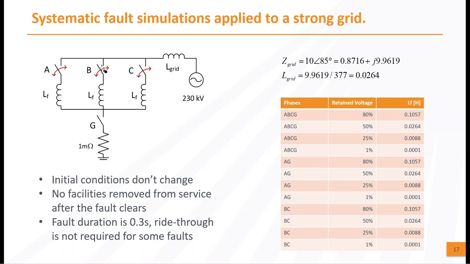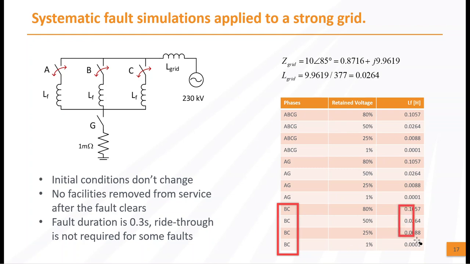We can leave phases B and C open and just close A with G already closed, and that's going to give us the phase A to ground faults. With 4 different levels of inductance, we're expecting 4 different values of retained voltage there. And finally, we can simulate phase-to-phase faults, say, for example, between B and C by closing those 2 switches. We don't close the one on phase A, and in this case, we leave the ground switch open, so we're getting phase B to C faults.